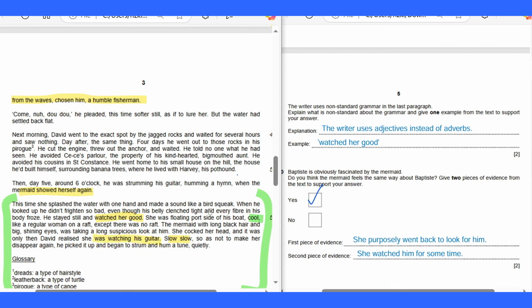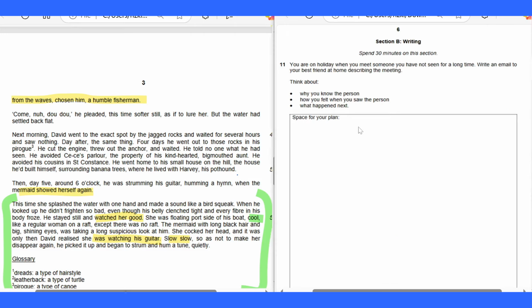Right, let's move on. You may also answer no, and you have to give the correct evidence. If you answer no and you have two pieces of evidence, please write in the comment section to help other viewers. Thank you. Now we are in section B, writing. Here's question 11. You are on holiday when you meet someone you have not seen for a long time. Write an email to your best friend at home describing the meeting. Think about why you know the person, how you felt when you saw the person, and what happened next.